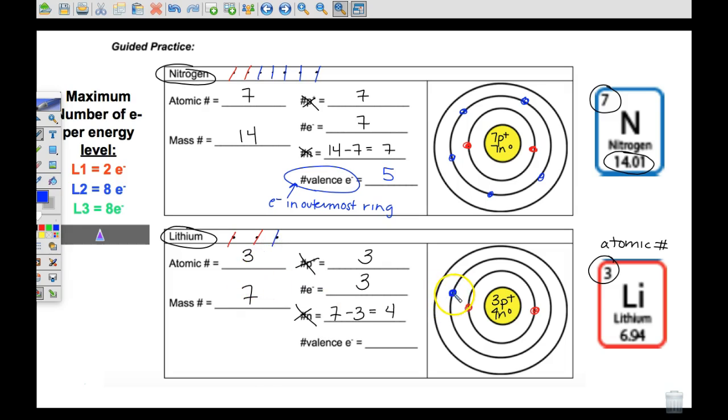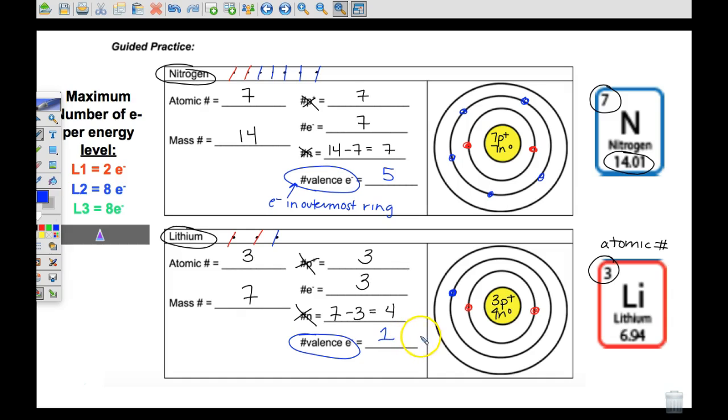So after plotting the remaining electron, I'm out of dots to plot. So that means that I can focus on the number of valence electrons, which is the electrons in the outermost ring. So the last ring that I used was in the second level, and I have 1 valence electron.